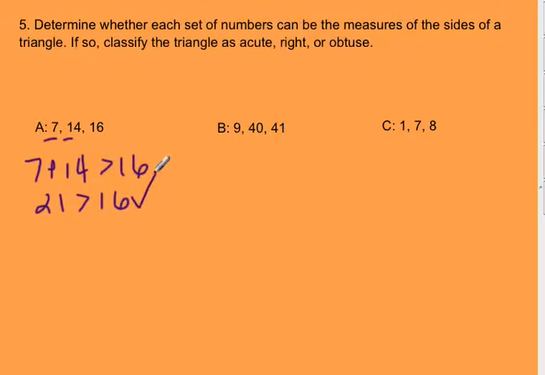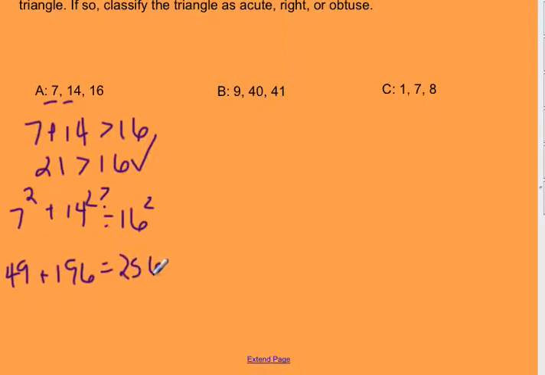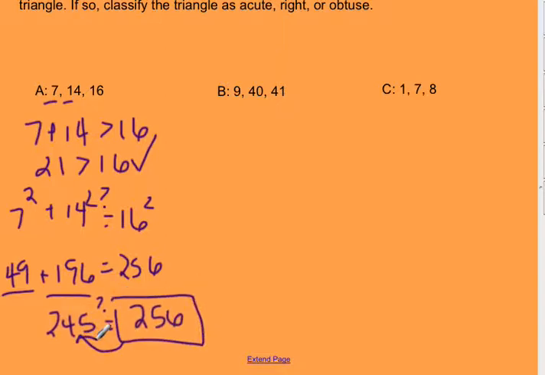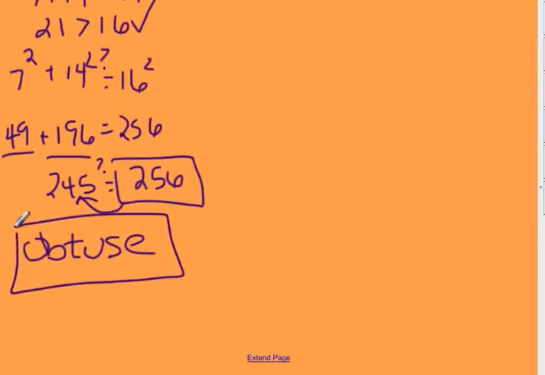But now we need to figure out what type of triangle. To figure that out, we're going to take 7 squared plus 14 squared, and see if that's equal to 16 squared. Well, 7 squared is 49, 14 squared is 196, and 16 squared is 256. So now we add 49 plus 196, and we get 245. That's not equal to 256. So what I notice is that my c squared is greater than my a squared plus b squared. So this is a triangle, and it is also an obtuse triangle.